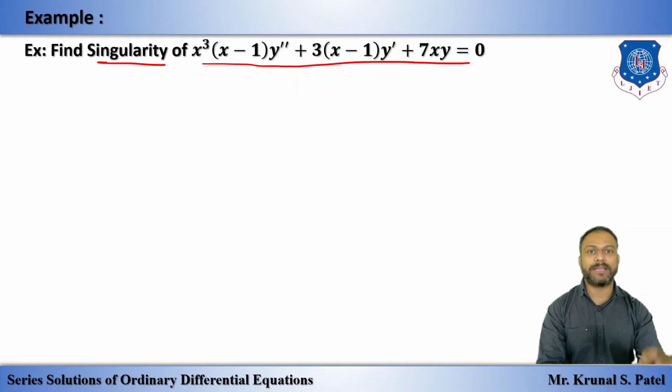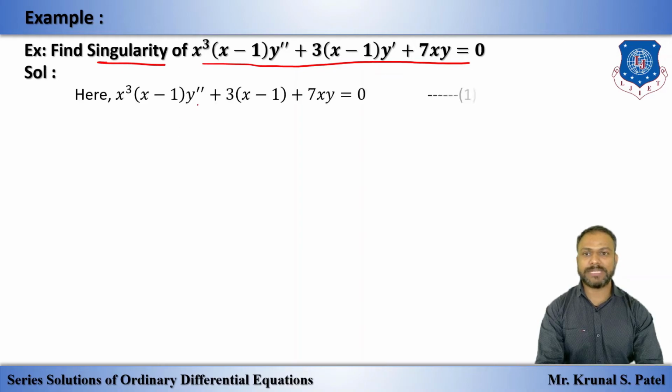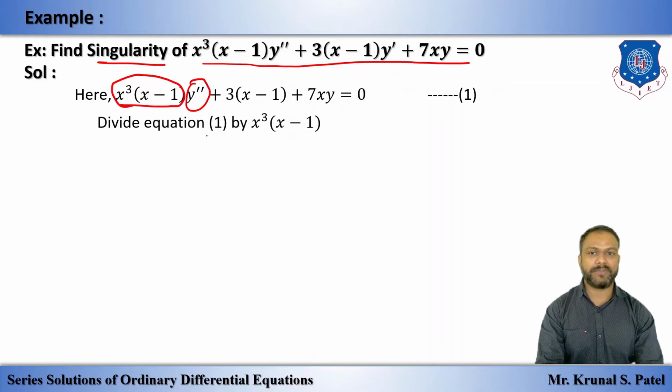If it is singular, then classify them into RSP or ISP. So first we will start with this equation. So here we have this equation. Now as I told, we have to make the coefficient of y double dash 1. So we will divide equation number 1 by this x cube into x minus 1.